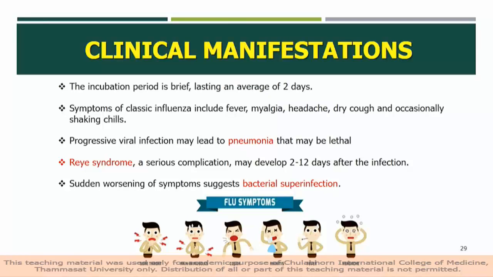Okay, Staphylococcus aureus is one of the bacteria that can cause superinfection after influenza virus infection. Okay, other examples are Haemophilus influenzae and Streptococcus pneumoniae.